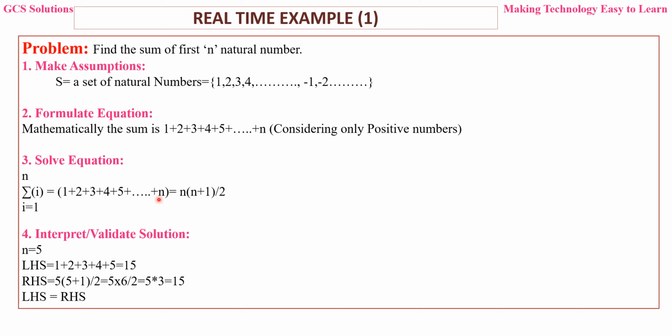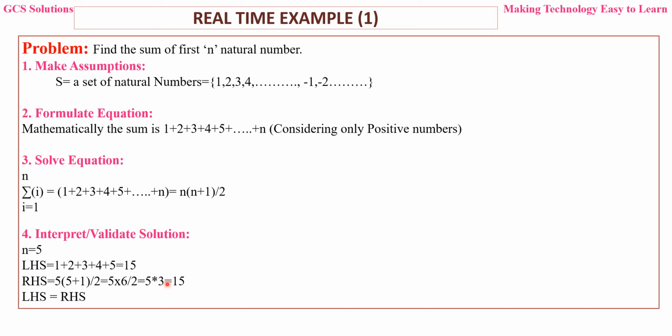Now I will try to verify this. So I have the left hand side and right hand side interpretation. Now I take n equal to 5 for simplicity. So my left hand side will be 1 plus 2 plus 3 plus 4 plus 5, and that summation comes out to be 15. What of the RHS? That is n into n plus 1 whole divided by 2. So it is 5 into 5 plus 1 whole divided by 2. That is 5 into 6 whole divided by 2, that is 5 into 3, 15. So what do I get here? I get a correct interpretation and I validate the solution.